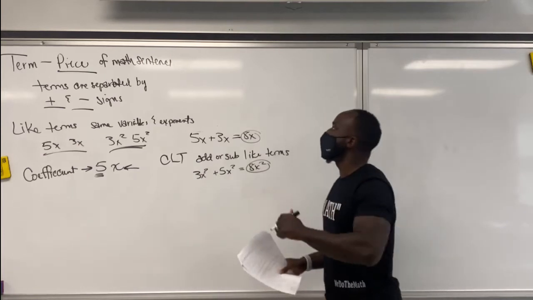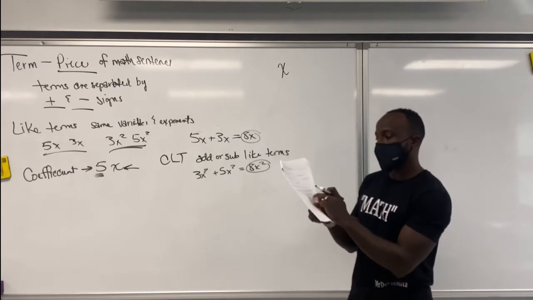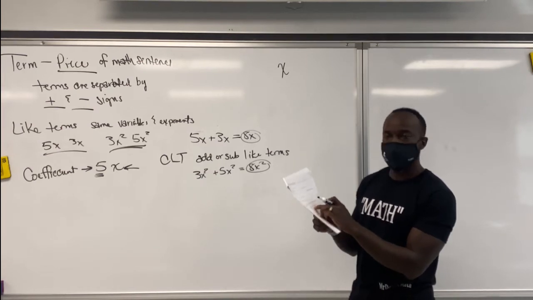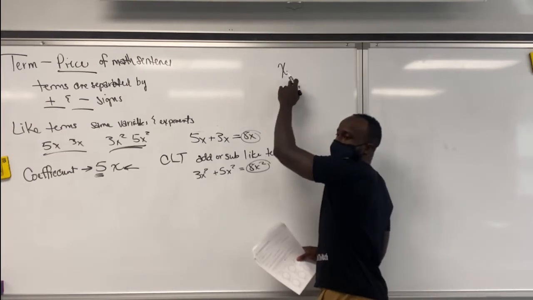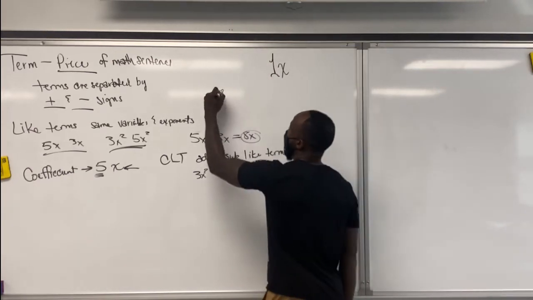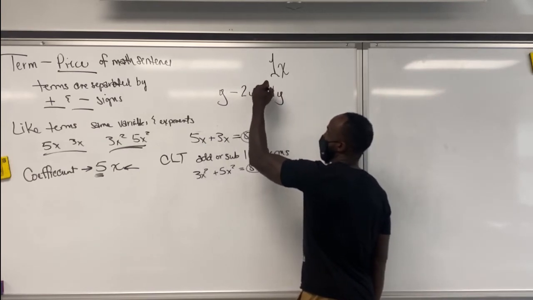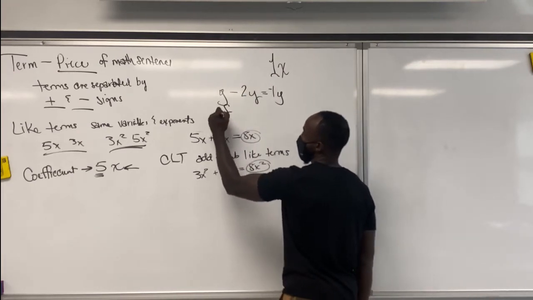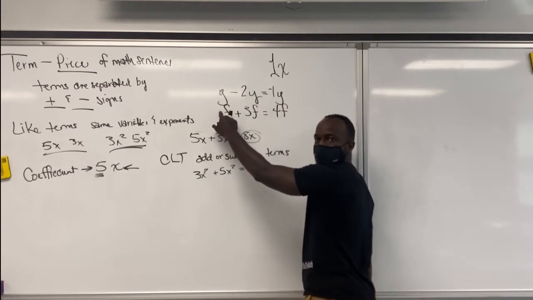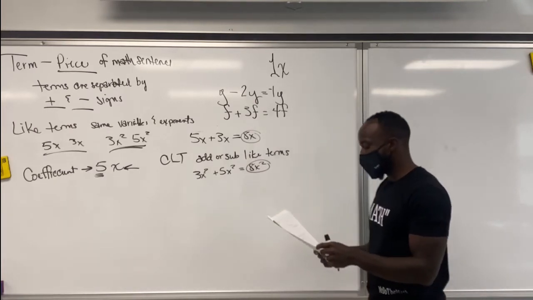Now, if there is a variable with no visible coefficient, if there is no number in front of the variable, it's understood that a 1 is there. So if I had y minus 2y, I would get negative 1y, right? If I had f plus 3f, I would get 4f because I'm adding this 1f there. You feel me? We all on the same page? Okay, cool.